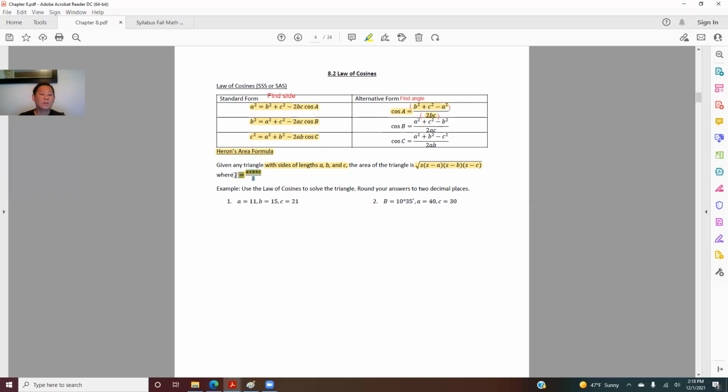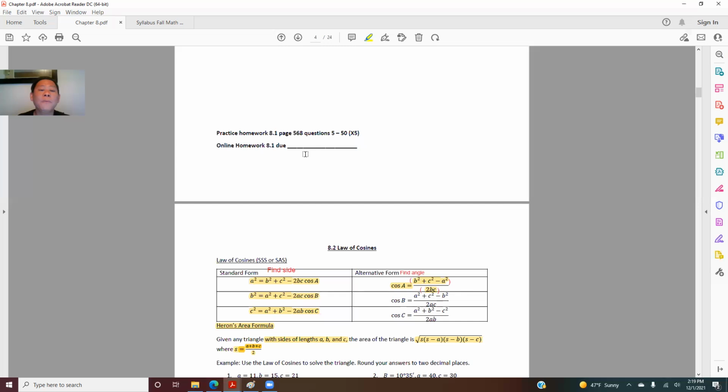Okay, so this is your formula in this case. This is to find the area if the question provides you all three sides, side A, side B, side C. But what happens if a question only provides you two sides and an angle?